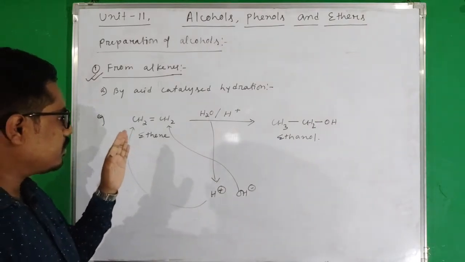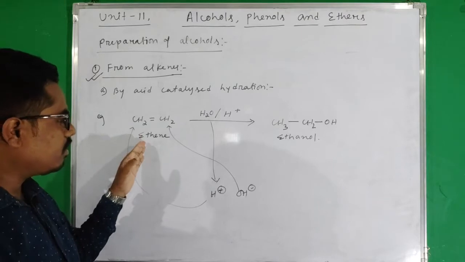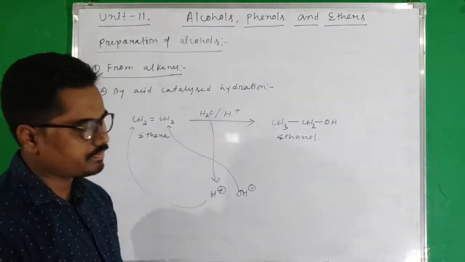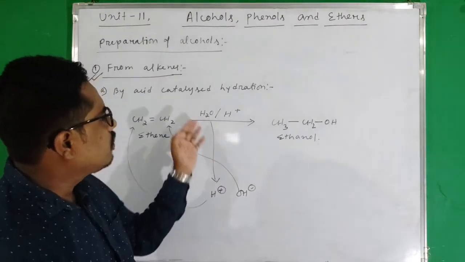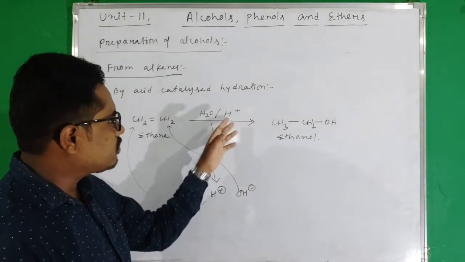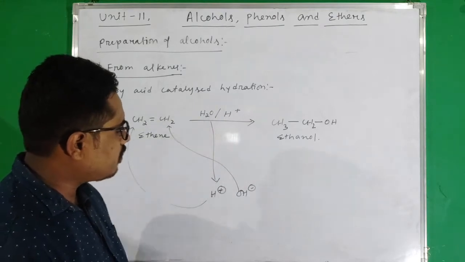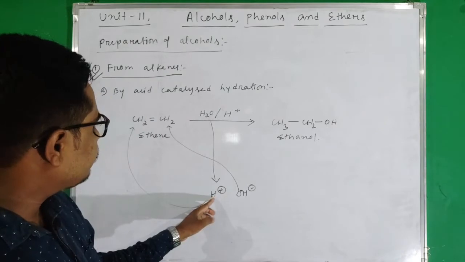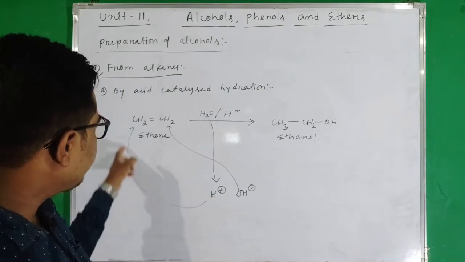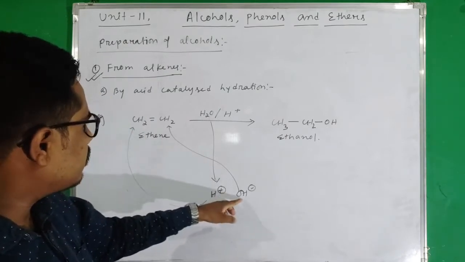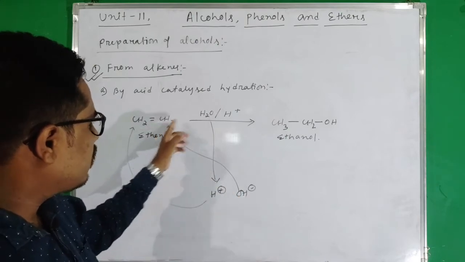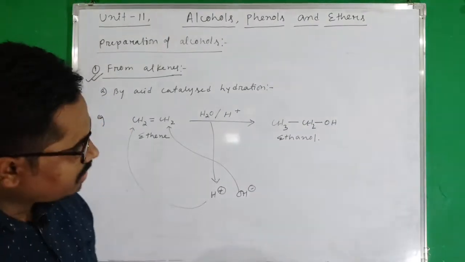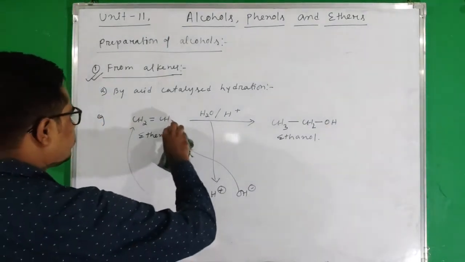Okay, so by acid catalyzed hydration we can prepare alcohol. At first we have to take an alkene, and to that alkene we have to add water in presence of an acid. Due to the presence of the acid, water will break to form H positive and OH negative, and on one carbon H positive will attach, and on another carbon OH negative will attach, resulting in formation of alcohol. Okay, let us consider another example.